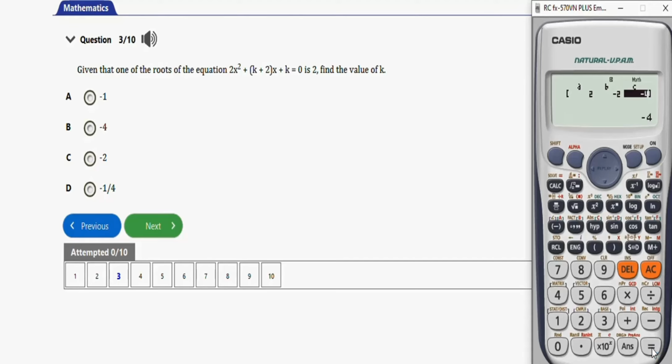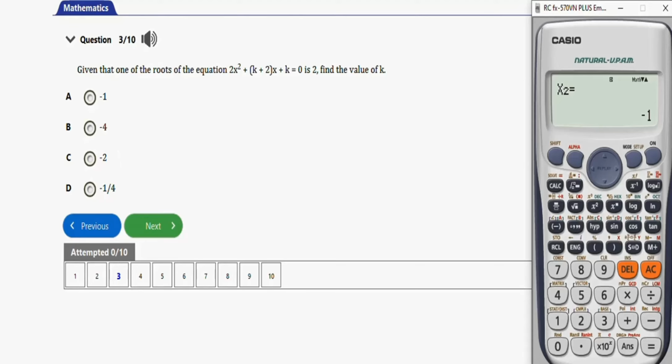So that's it. Press equal to, you see s1 is 2, s2 is negative 1. So I've gotten a root that is 2 as one of the roots. So when k is negative 4, we're going to have one of the roots of the equation to be 2. So it's as simple as this.